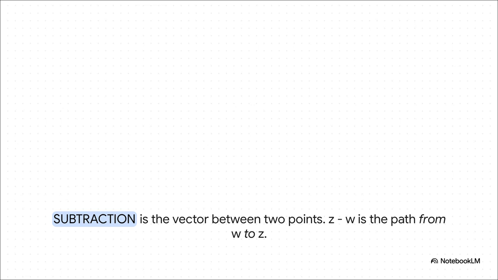Subtraction is also incredibly cool. The number z minus w isn't just some abstract answer. It's the actual vector, the direct path that takes you from the point w to the point z. It perfectly describes the relationship and the distance between them.